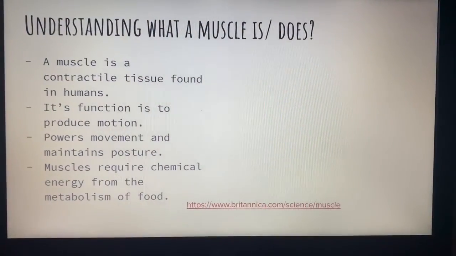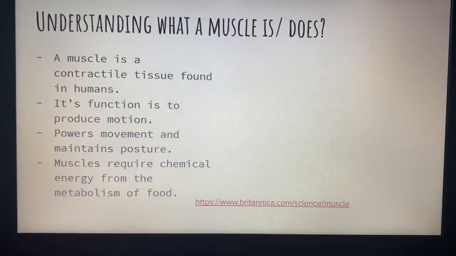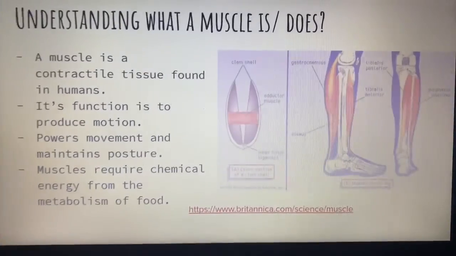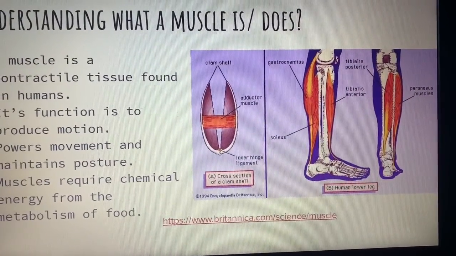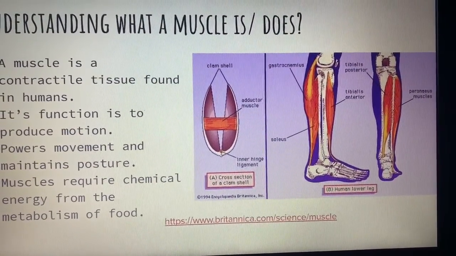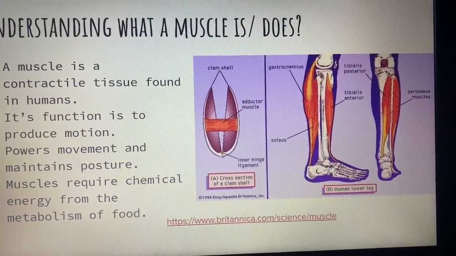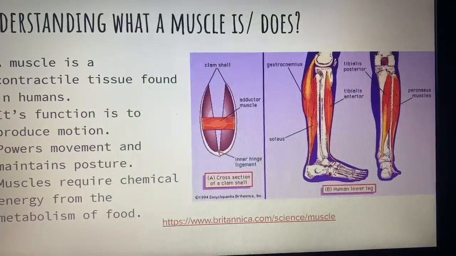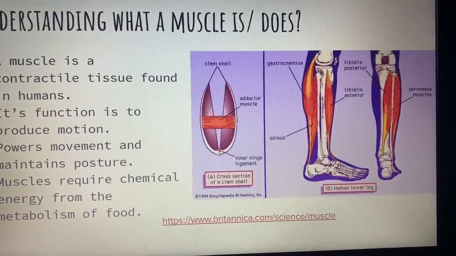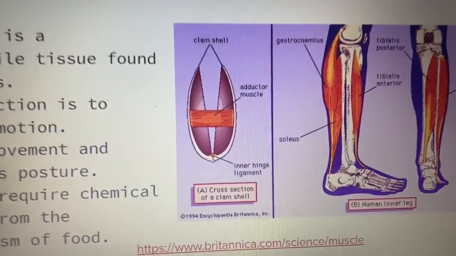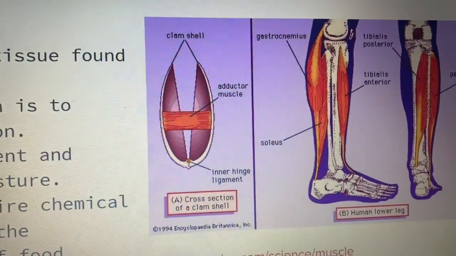To start off the video, I will be giving a brief overlook and explanation of bones, ligaments, tendons, and joints. Movement and maintains posture. Muscles require chemical energy from the metabolism of food. In this image, it is an image of the gastrocnemius, which is located at the back of someone's calf, and then you can see the tibialis anterior, as well as the tibialis posterior, and the soleus.